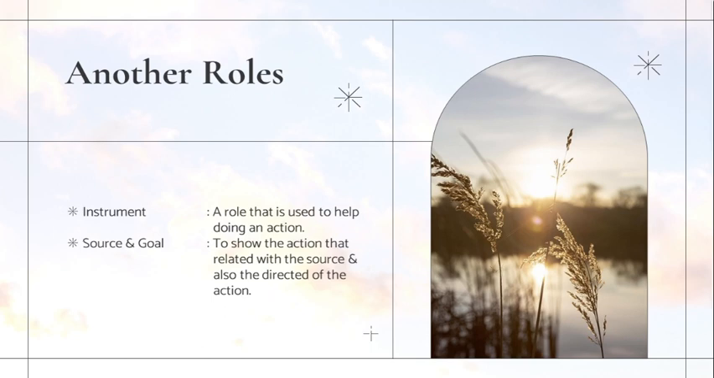And then, source and goal. These two roles show the action that is related to the source and also the direction of the action. For example, Susie wrote a letter from morning until afternoon. Susie, agent; wrote, affected; a letter, effect; from morning, source; until afternoon, goal.